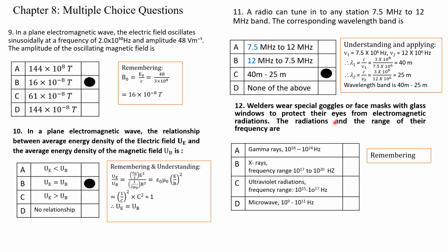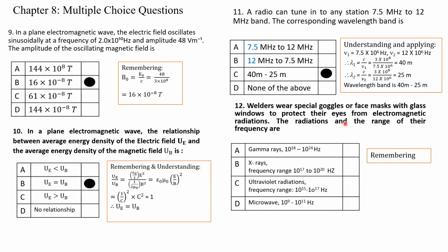Question number 12. Welders wear special goggles or face masks with glass windows to protect their eyes from electromagnetic radiation. We have also seen welders wearing special goggles or face masks with glass windows to protect their eyes. Now we have to find what waves affect our eyes during welding. What are the frequencies of the radiations that are generated while welding?